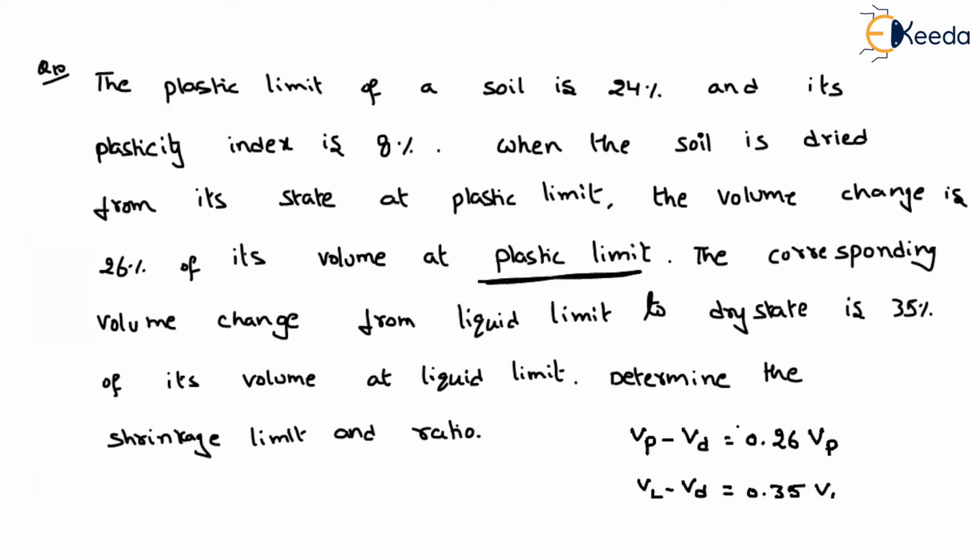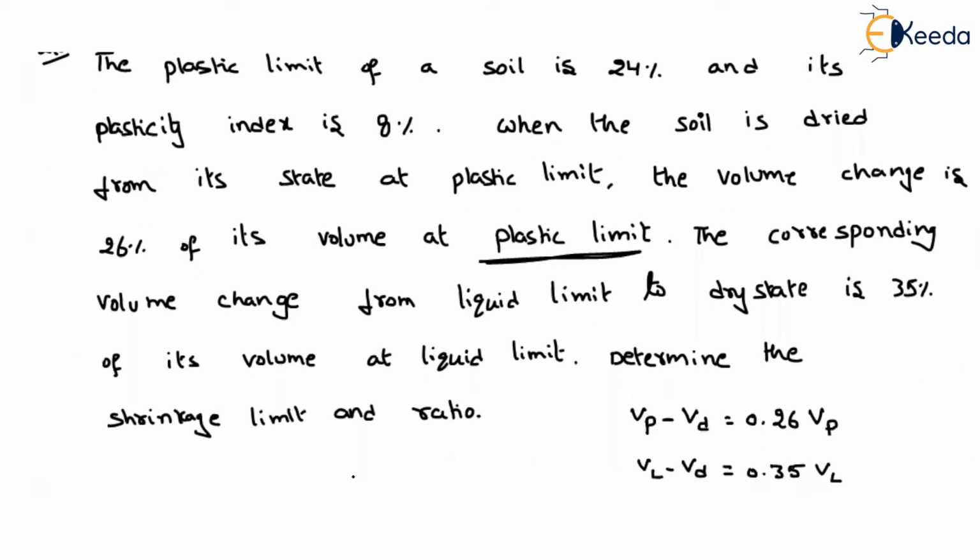So how can I simplify this? Take this on the left side and that on the right side. If I take this to the right side, Vp minus 0.26 Vp, that implies 1 minus 0.26. How much will it be? 0.74 Vp, which will be equal to Vd. That implies the volume at plastic limit is 1 divided by 0.74, which is 1.35, so 1.35 Vd. The volume at plastic limit is obtained to be 1.35 times Vd.